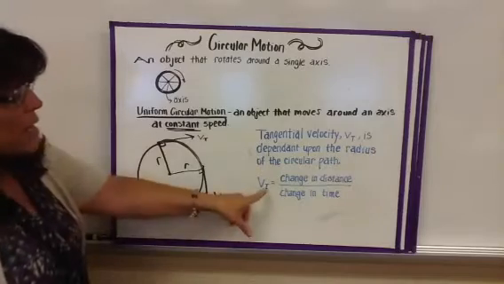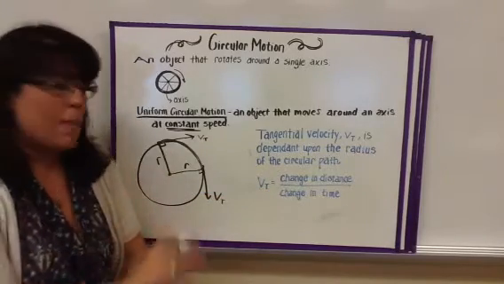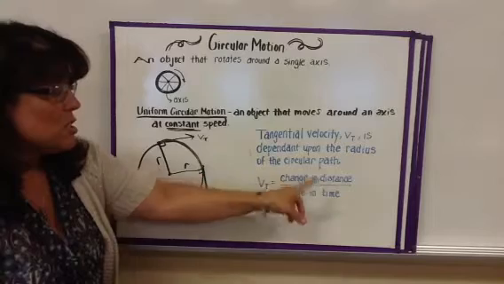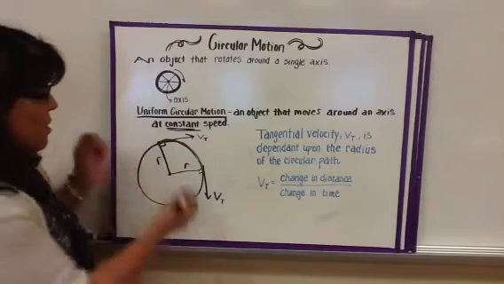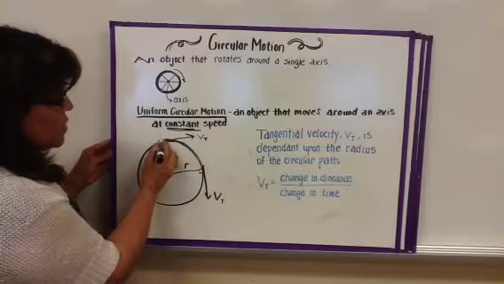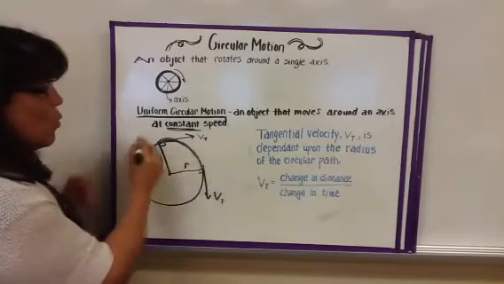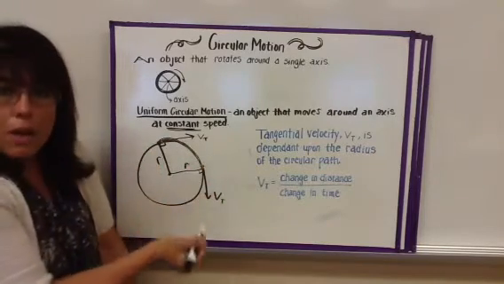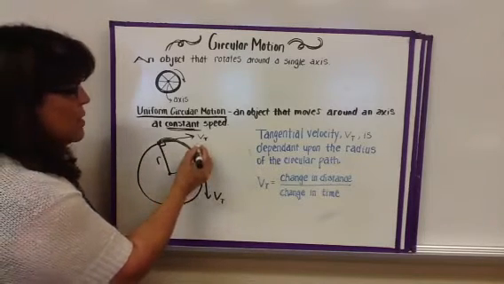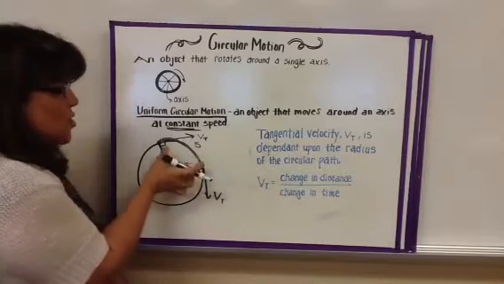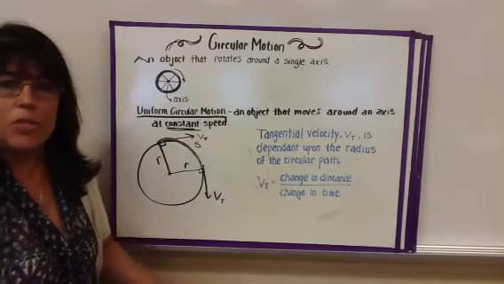Okay, so now tangential velocity, back from kinematics, is just a change in distance over the change in time. So the distance that we're going to be talking about is the distance that the object moves from here to here. Now one full rotation is the circumference of the circle. So later on we're going to talk about this, but this is just S, it's just the arc length that that object has moved.